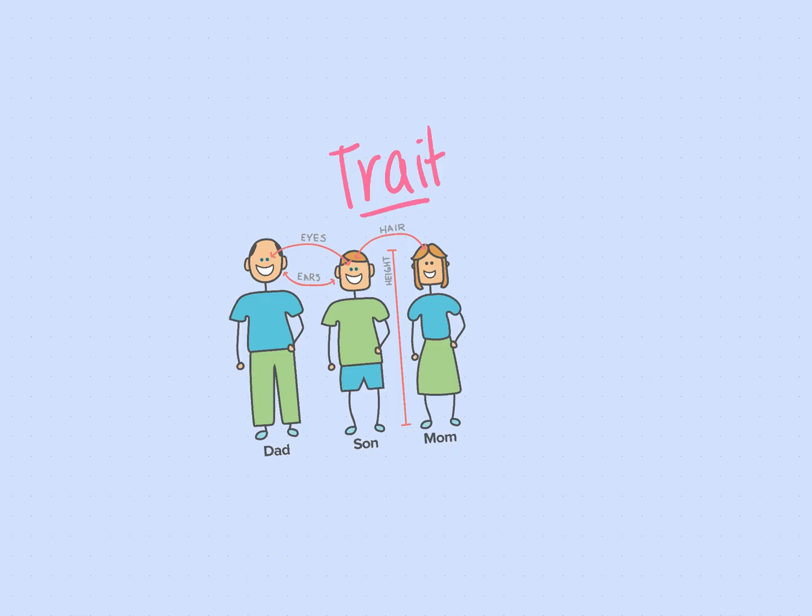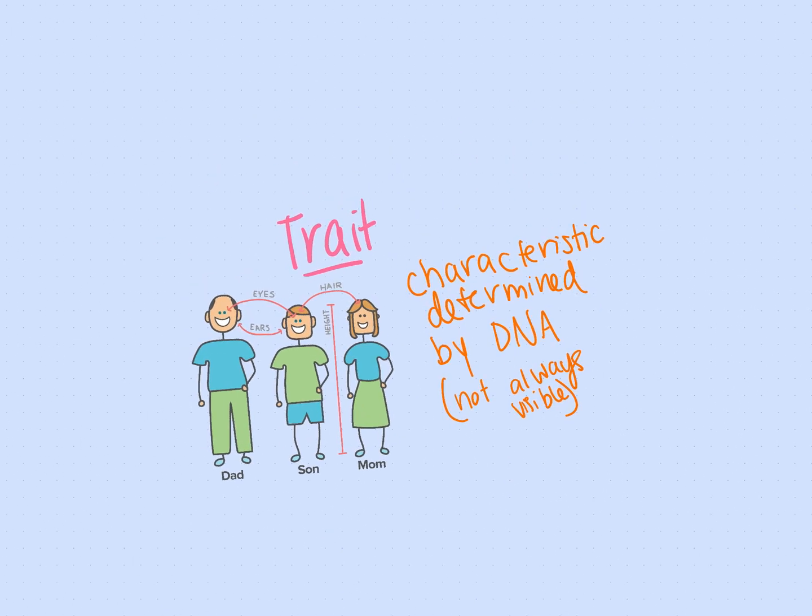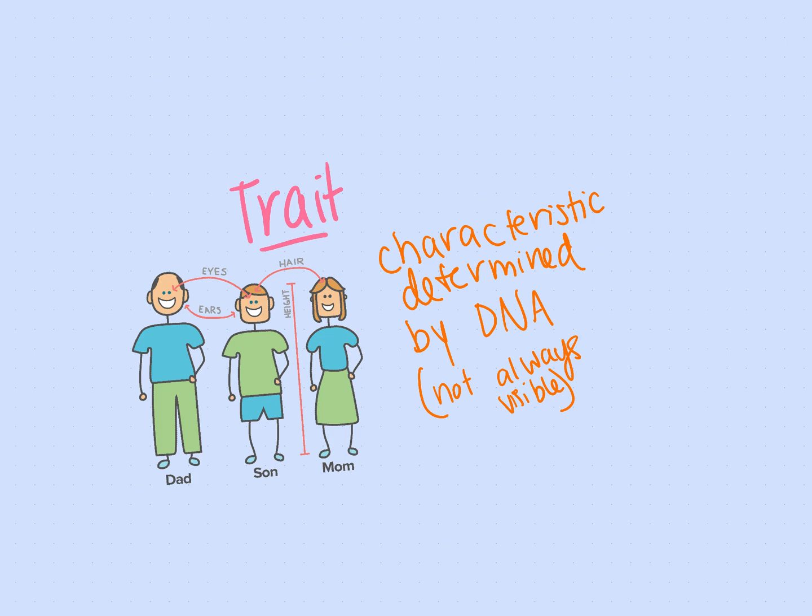All right, last vocab word here is trait. A trait is a characteristic that's determined by DNA. So some examples we've talked about is like your hair color, your eye color, your height, the shape of your head, the shape of your ears, things like that.